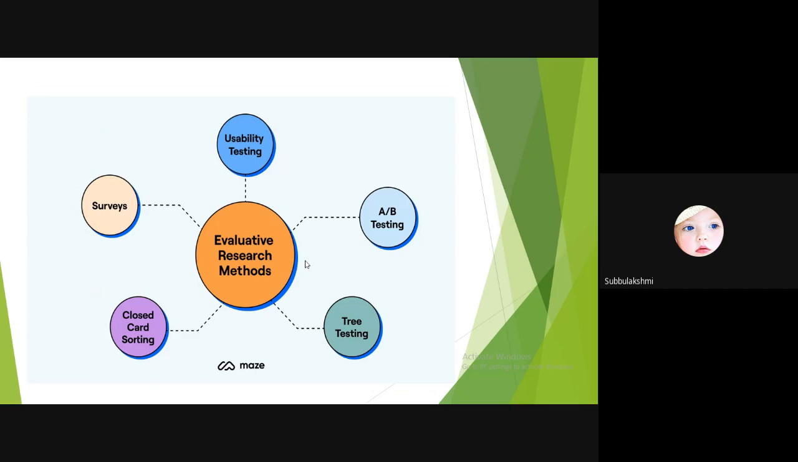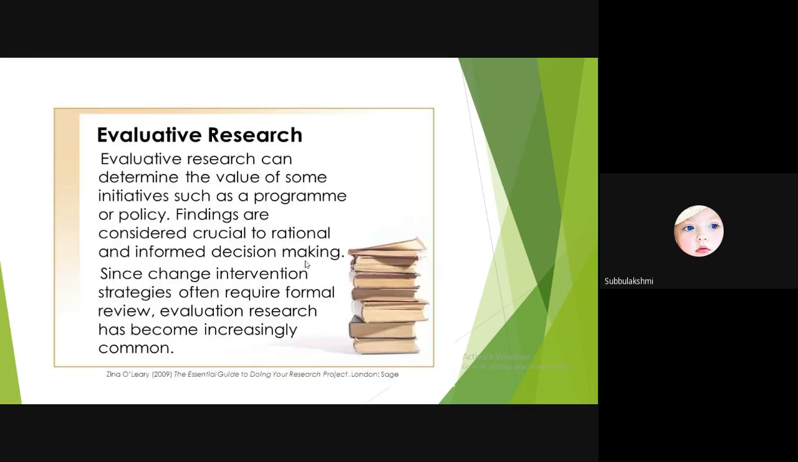The next one is evaluation. We have a type by the name evaluation research. So what is this evaluation? We have an idea, we have a theory, and we try to have our own methodology, and we go in for evaluation. In the evaluative part, right from the top you can identify usability testing, next A/B testing, and tree testing, closed card sorting. These are the various forms of evaluative method. If you are going to choose evaluation, these are the various ways through which we can conduct our research.